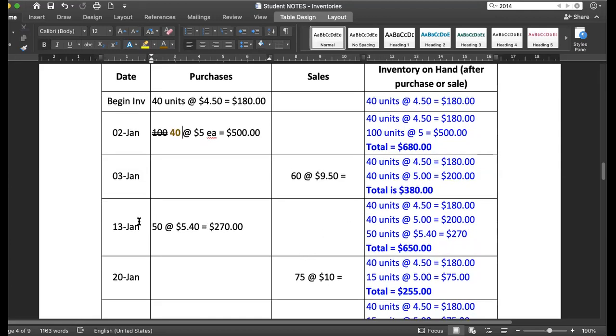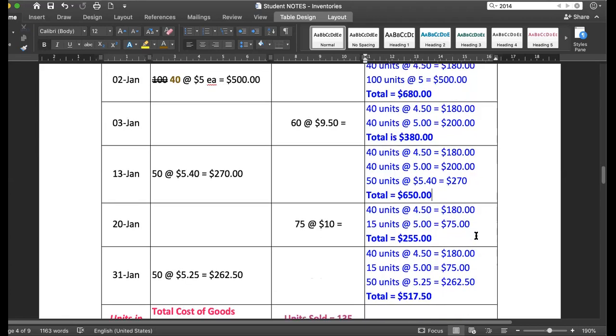Now, on the 13th of January, they purchased 50 more units. So we've got these 40 and 40, or 80, plus now another 50 that were acquired at $5.40. So when you add up all those costs, the total cost of the inventory on hand after the 13th of January purchase is $650. 180 plus 200 plus 270.